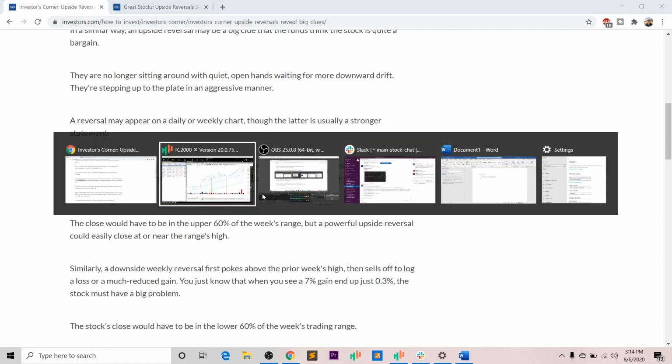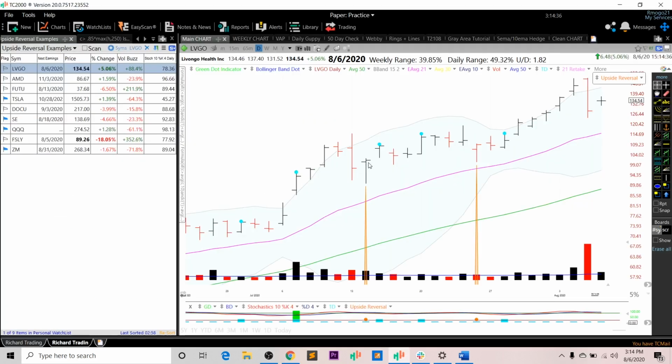My definition of an upside reversal is very similar to that with a few different conditions. I also want the low to be below the prior day's low. I want the closing range to be very strong. And I also want to see some consolidation before the upside reversal.